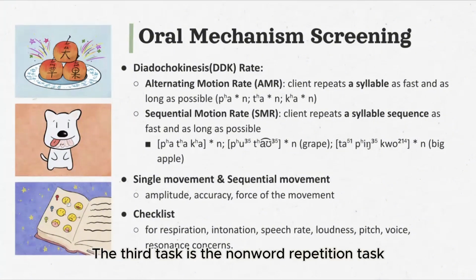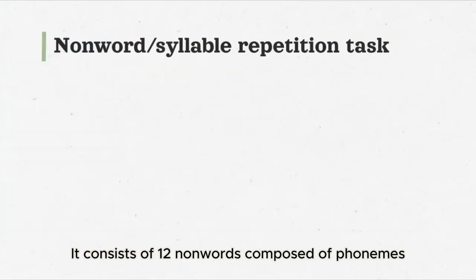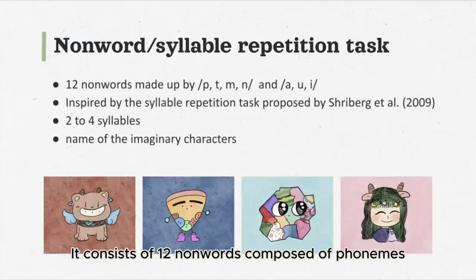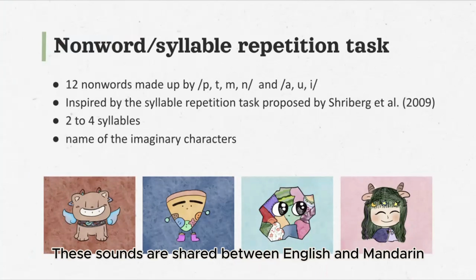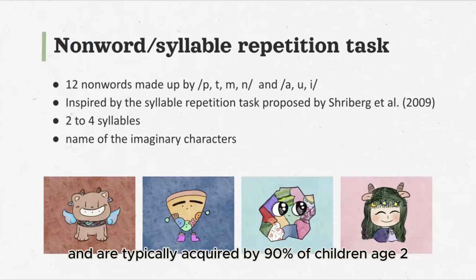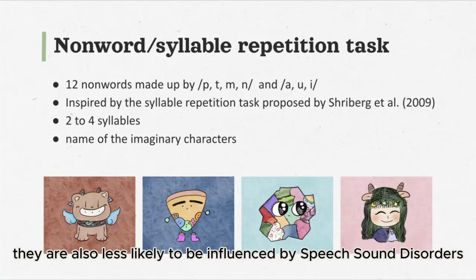The third task is the nonword repetition task. It consists of 12 nonwords composed of phonemes p, t, m, n, and vowels a, u, and i. These sounds are shared between English and Mandarin and are typically acquired by 90% of children aged 2. They are also less likely to be influenced by speech sound disorders.